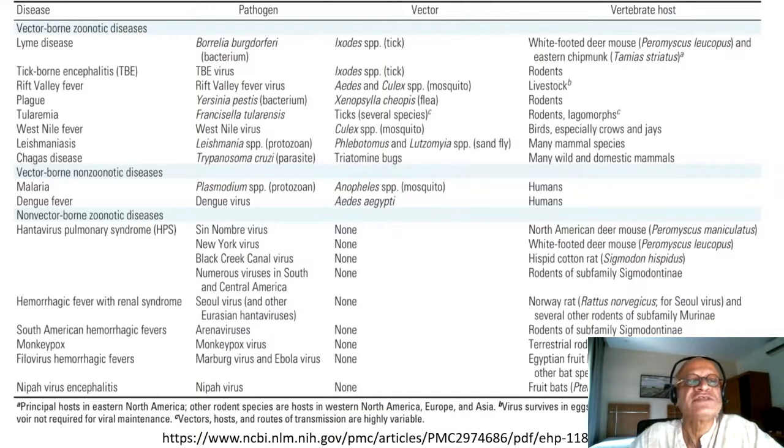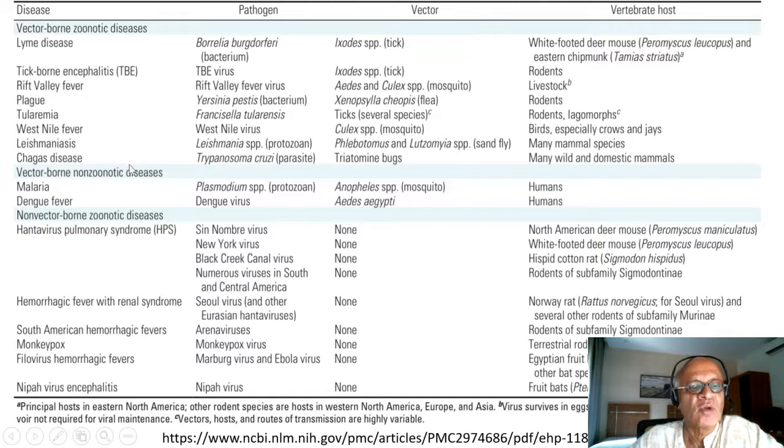These are the kind of diseases we will consider. So vector-borne and zoonotic diseases. Lyme, we will not look at necessarily encephalitis, Rift Valley fever, plague, tularemia. We will look at West Nile. We will not look at all these others. We will look at malaria, dengue. We will look at rabies. We will not look at hemorrhagic fever and so on.